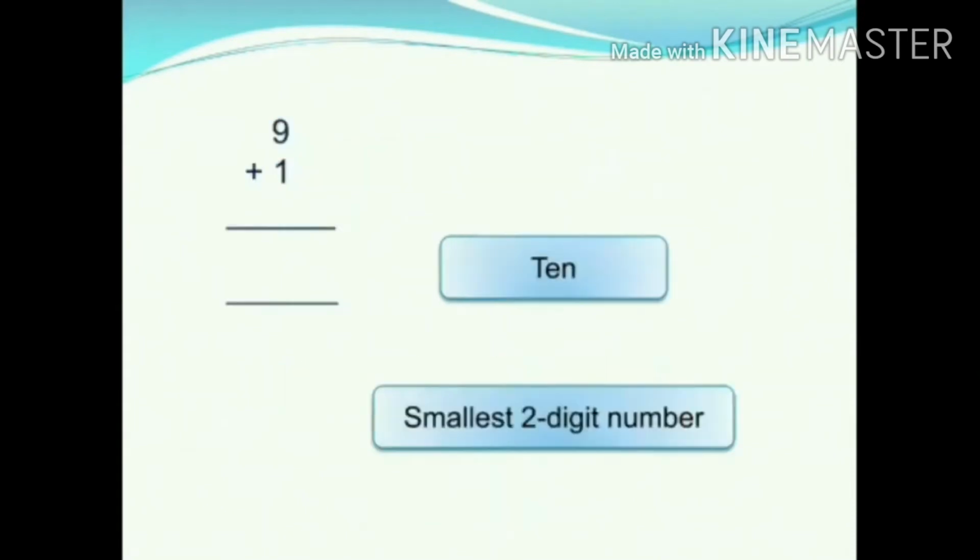Now we will find the smallest 2-digit number. When we add 1 to the greatest single digit number, we get the smallest 2-digit number. 9 plus 1 equals 10. 10 is the smallest 2-digit number. Now we got the smallest 2-digit number.